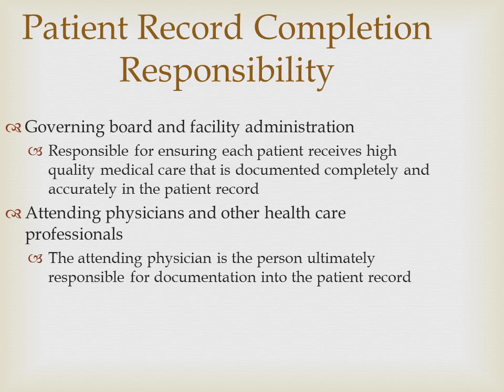So, the governing body and the facility administration. What is their responsibility when it comes to record completion? They're responsible for ensuring that each patient receives high quality medical care, and they're responsible for making sure that care that is received has been documented completely and accurately in the patient record. The facility administration is responsible for ensuring that medical staff follows rules and regulations that provide for the maintenance of completing patient records in a timely fashion.